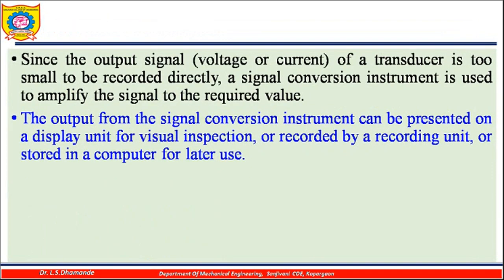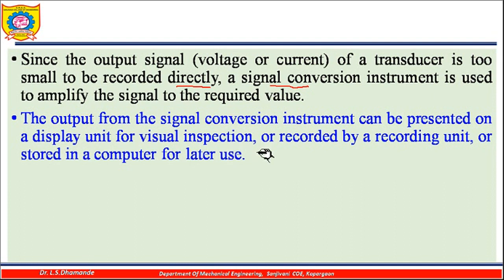The output signal, in the form of voltage or current, of a transducer is too small to be recorded directly. Always a very small amount of vibration is there, so a very small voltage or current will be generated by that instrument. So a signal conversion instrument is used for amplifying the signal. Otherwise, if you do not amplify that signal, it may be lost before it is received by the receiver. So we have to amplify this signal to the required value so that it can be stored properly, and the output from the signal conversion instrument can be presented on a display unit for visual inspection.